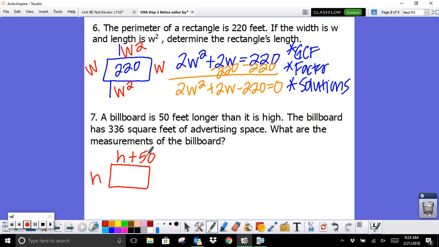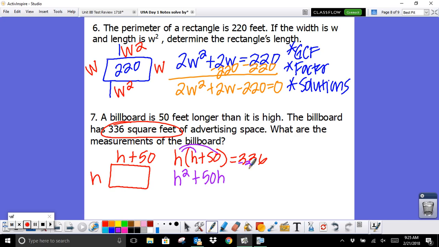Okay, and it's saying that it's 336 square feet, which means that is the area. So how do we get area? We do length times width. So I've got h times h plus 50 is equal to 336. Distribute the h. So you have h squared plus 50h. I know that I'm going to have to subtract that 336. So I'm just going to go ahead and put that minus 336. Okay, there is no GCF on this one, so you would then factor, and then you would set those factors equal to 0 to find your solutions.